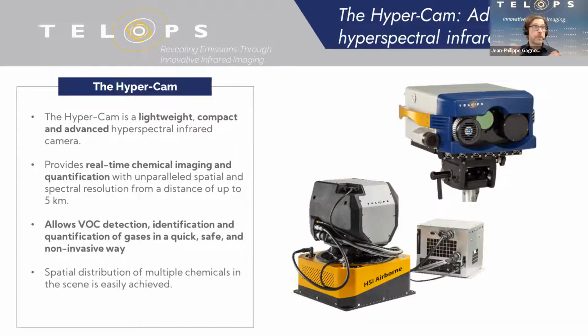The great advantage of this is that it allows detection of greenhouse gases and volatile organic compounds safely from a distance, and it's a totally passive instrument. That means there are no emissions from the camera. It just sits there and collects the light. So there's no need to send a laser beam back and forth. It's a totally passive instrument.